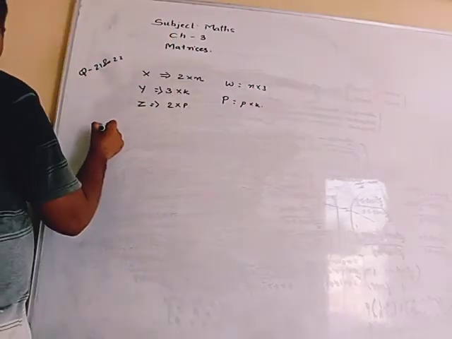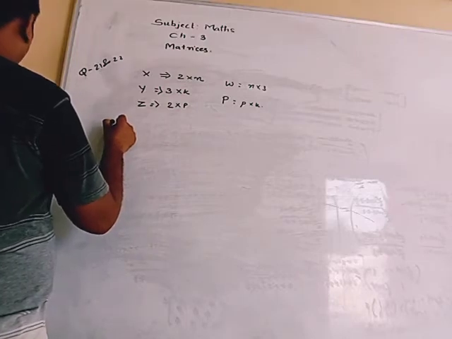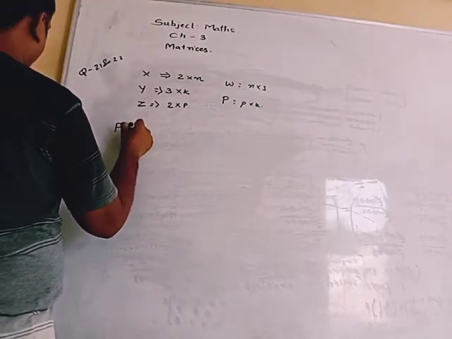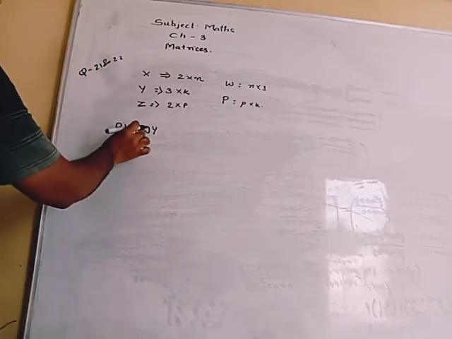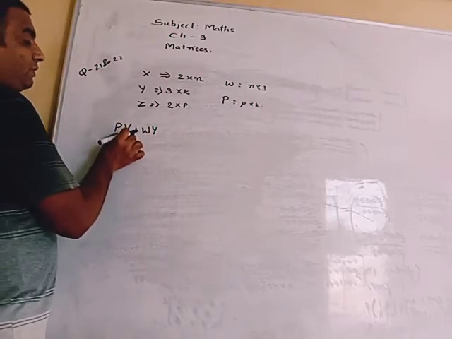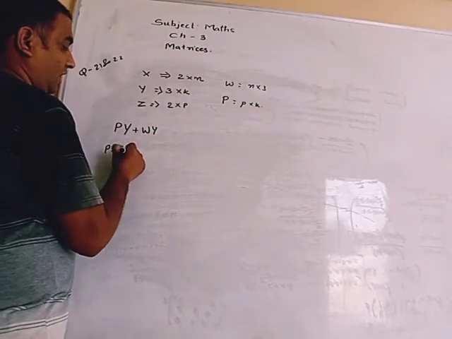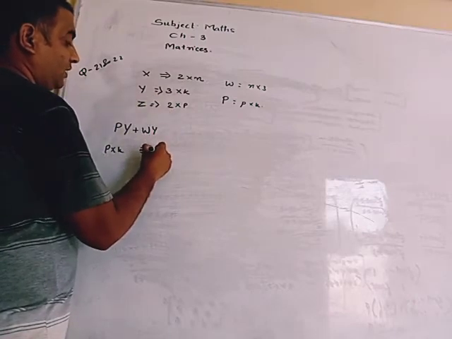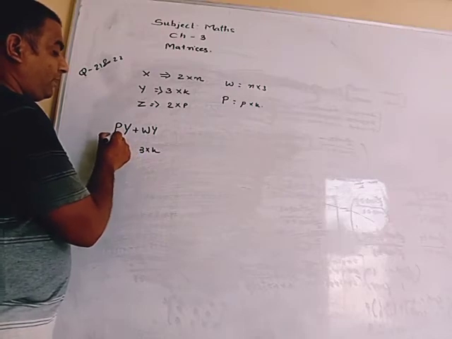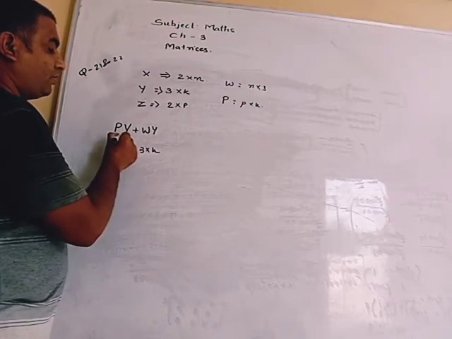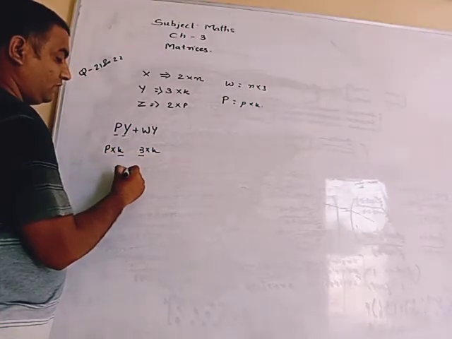Then the first question: for restrictions on n, k and p, PY plus WY will be defined. So PY must be defined, where P and Y are matrix products. We know that the order of P is p cross k and Y is 3 cross k. A matrix product is possible only when the number of columns in P equals the number of rows in Y. So k equals 3.